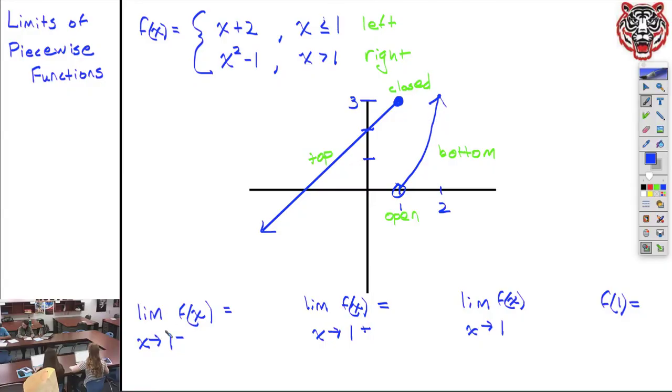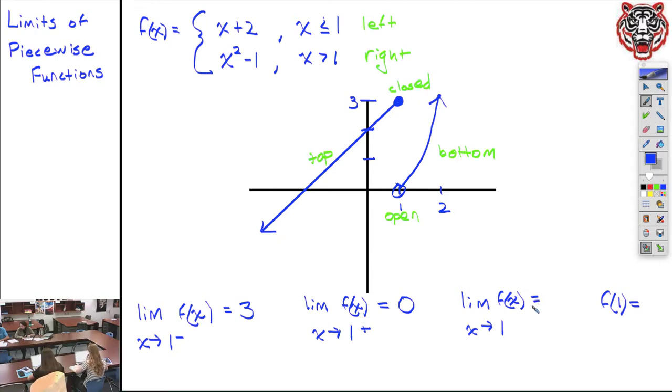The limit of f of x as x approaches 1 from the left. Yep, and that is equal to 3. Agree, disagree? Agree. All right, Arrow, you're reading this one. Limit of f of x as x approaches 1 from the right. And that is 1. Agree or disagree, Ben? Disagree. All right, what do you think? 0. Okay, now do you agree or disagree, Ben? 0. It is 0.